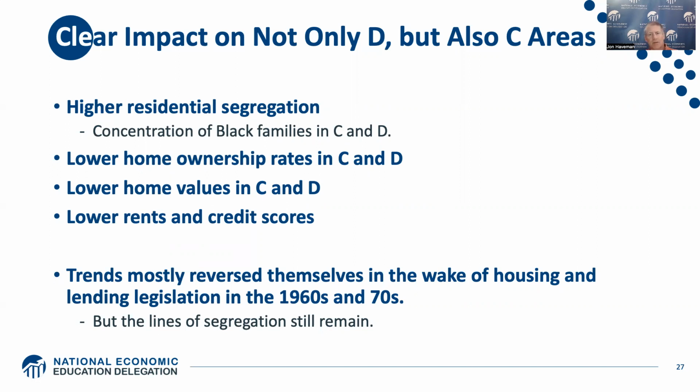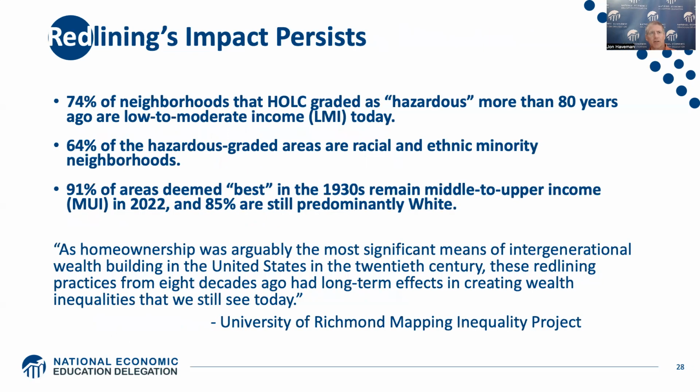Right. So, because of legislation in the 60s and 70s, the trends in most of these neighborhoods were reversed. Home ownership rates started to increase, home values started to increase, segregation started to decline. But it's really true that if you superimpose the 1930s designations as A, B, C, or D, you can see today, you can see differences in the neighborhoods, right?